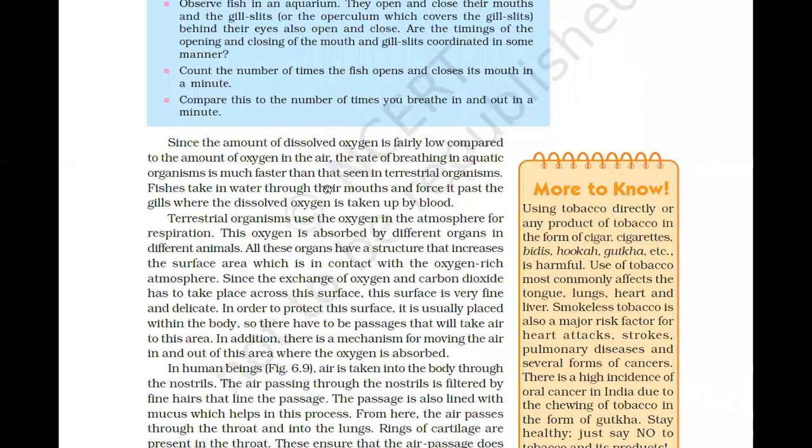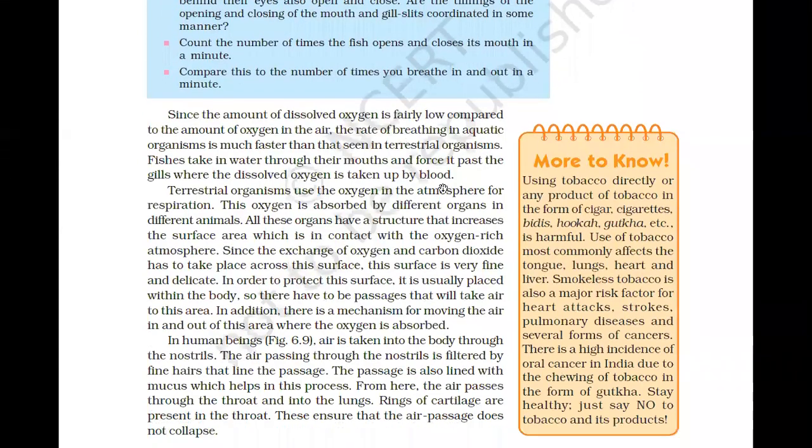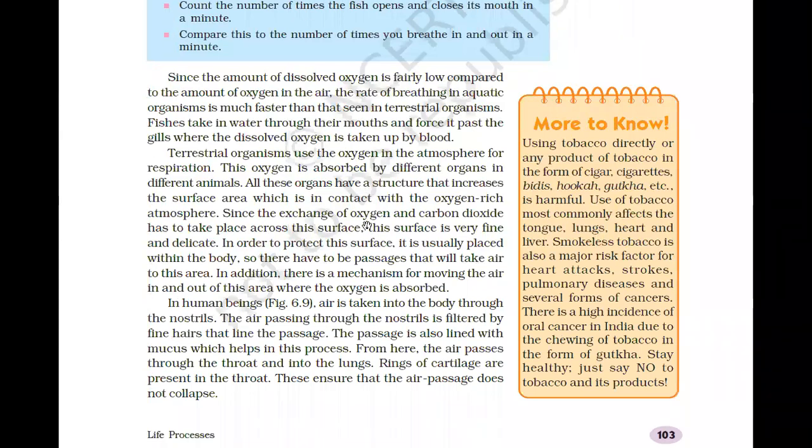Since the amount of dissolved oxygen is fairly low compared to the amount of oxygen in the air, the rate of breathing in aquatic organisms is much faster than that seen in terrestrial organisms. Fishes take in water through their mouths and force it past the gills where the dissolved oxygen is taken up by blood.